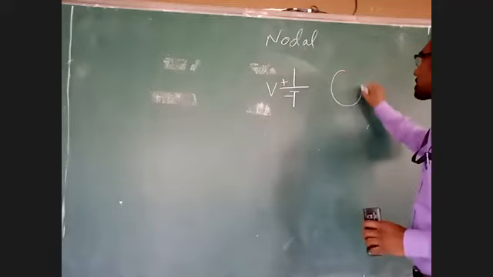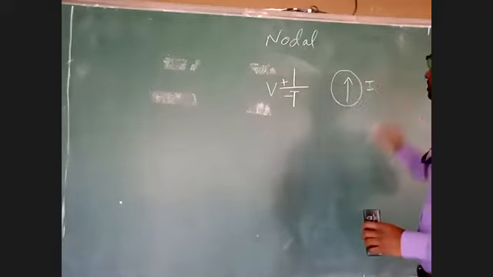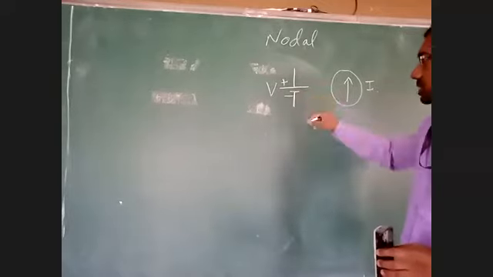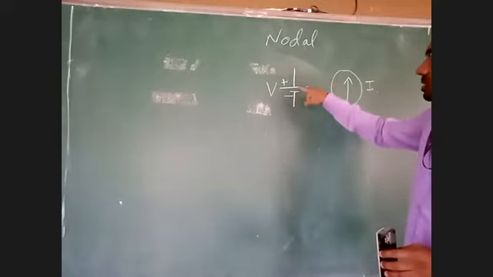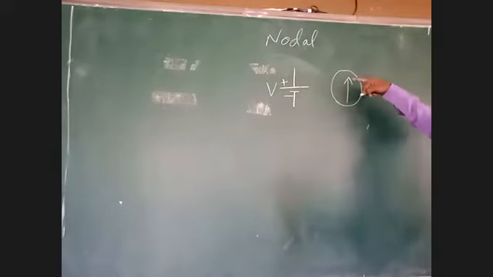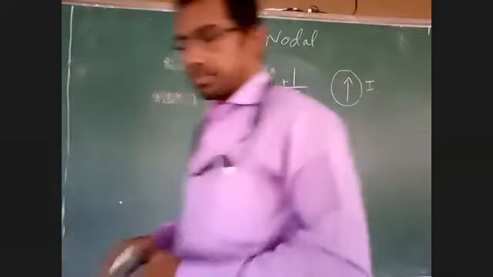If you come to the current source, this is the symbol for the current source. Remember that current always flows from negative to positive in the upward direction. That's why I have represented the arrow in the upward direction. Suppose if these terminals are interchanged, the arrow will be in the downward direction.